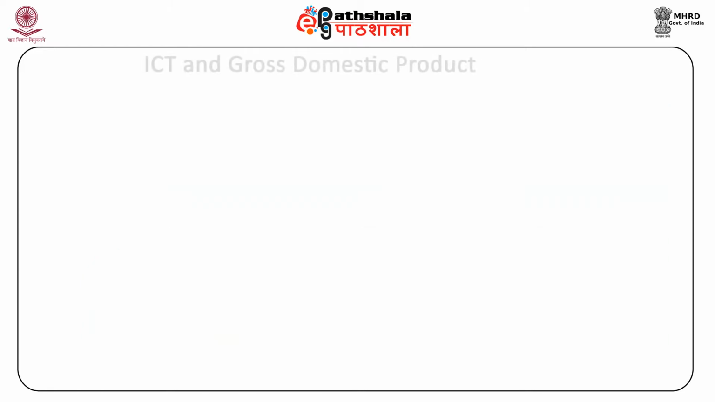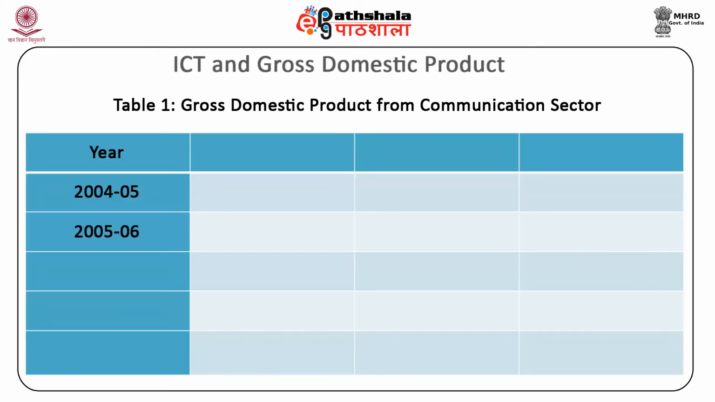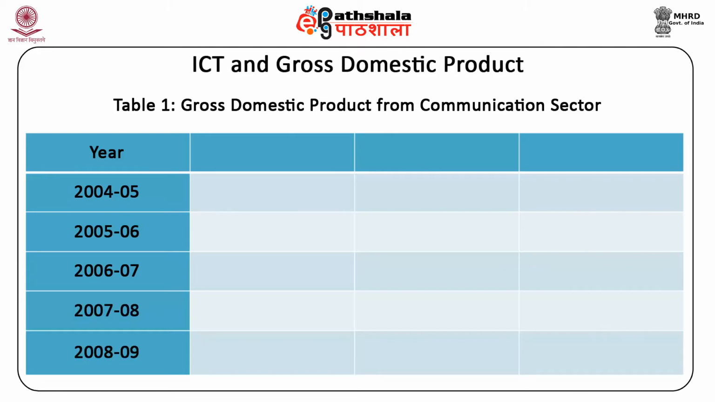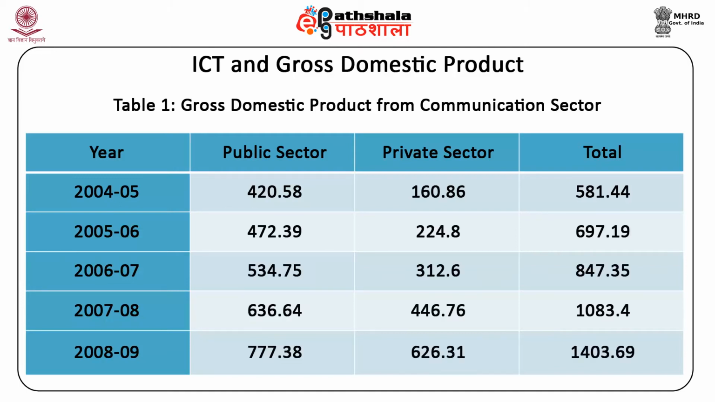If we look at the data of gross domestic product from communication sector from 2004-2005 to 2008-2009, we observe that over the years there has been a rise in the share of GDP, increased from 581.44 billion in 2004-2005 to 1403.69 billion for the year 2008-2009.